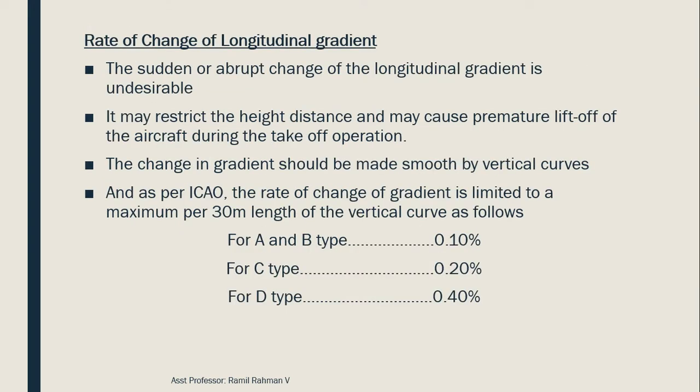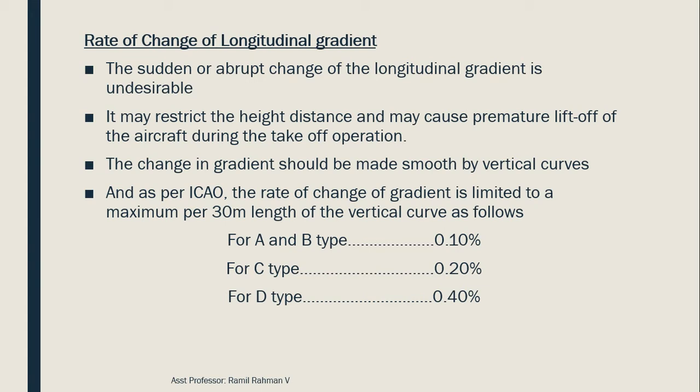The next thing is the rate of change of longitudinal gradient. The sudden or abrupt change of longitudinal gradient is undesirable. It may restrict the sight distance and may cause premature liftoff of the aircraft during the takeoff operation. The change in gradient should be made smooth by vertical curves, and as per the ICAO, the rate of change of gradient is limited to a maximum per 30-meter length of the vertical curve as follows.